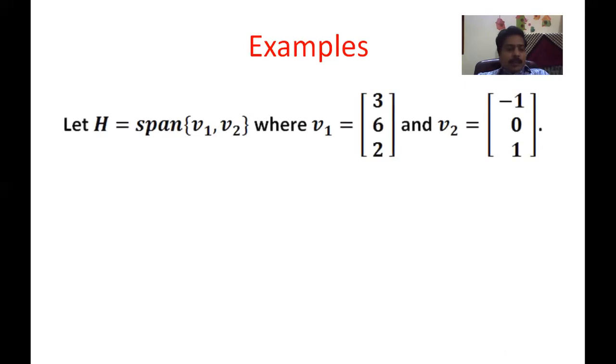Let us look into one more example. Let H be equal to the span of v1, v2, where v1 is the column matrix (3, 6, 2) and v2 is equal to (-1, 0, 1). So H is a subspace spanned by these two vectors.